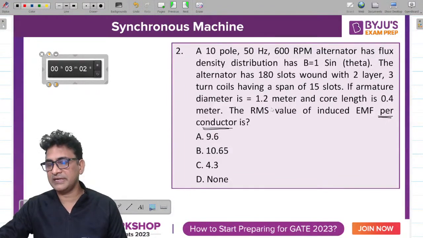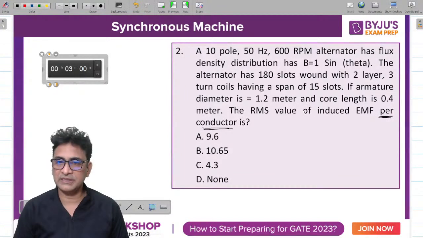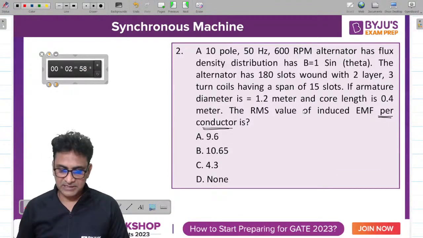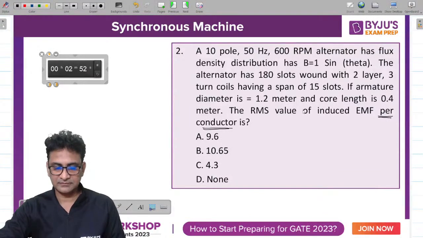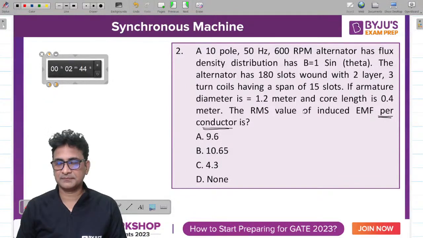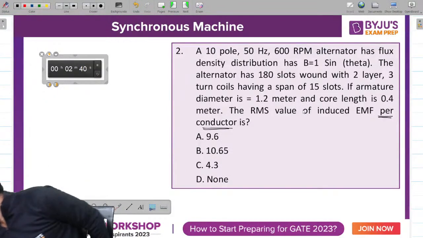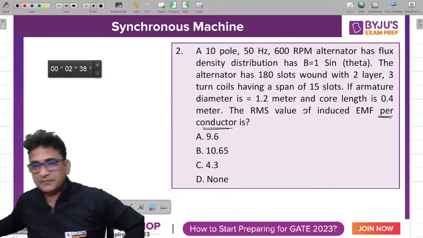If the alternator diameter and the core length are given, what will be the RMS value of induced EMF per conductor? From the flux density, find out the flux.